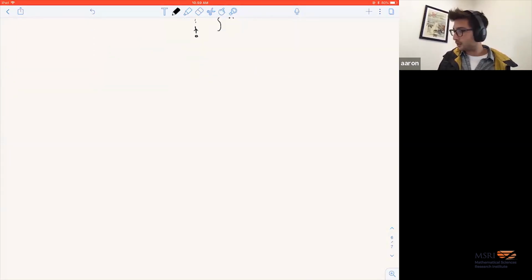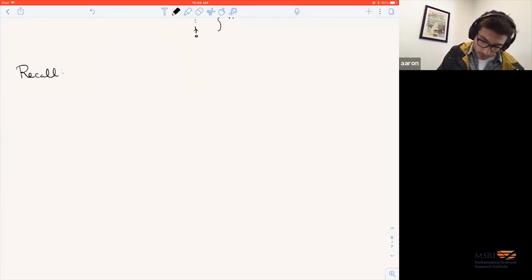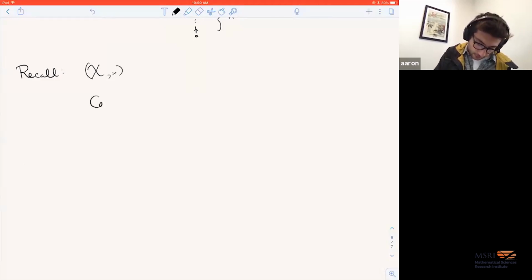Okay, so let me tell you about factorization homology. So first, just recall that, if X is Cartesian symmetric monoidal, we have this cat of X, the category objects.